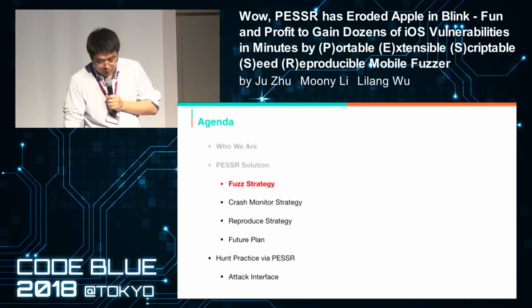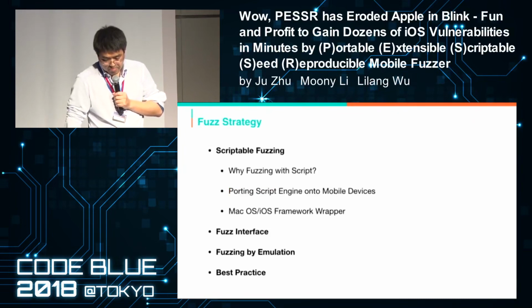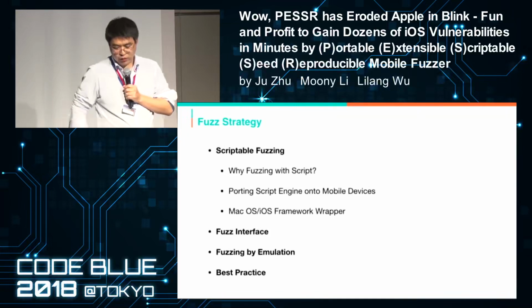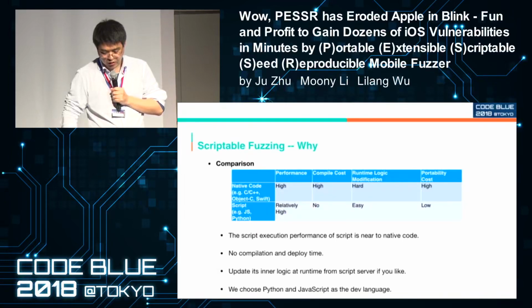The other part is about the fuzzing strategy. The first question is why we fuzz in script, and the second is how we port the script engine onto mobile devices such as iOS and Android. And also we will introduce how we wrap the iOS or Mac framework.